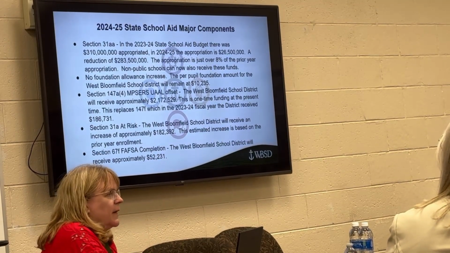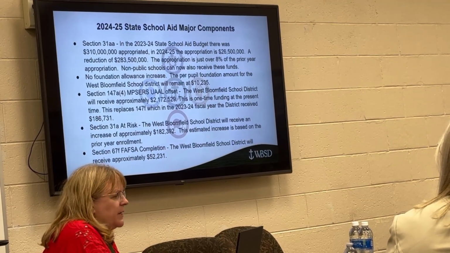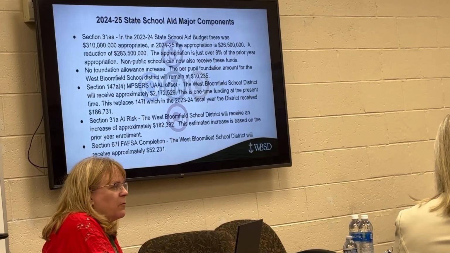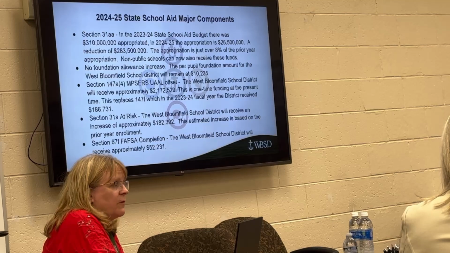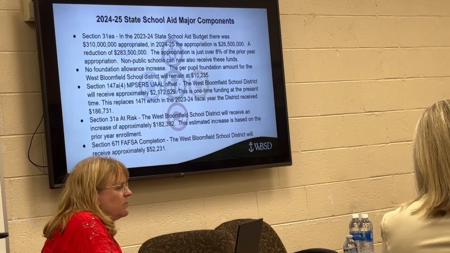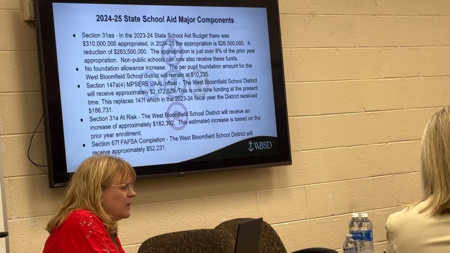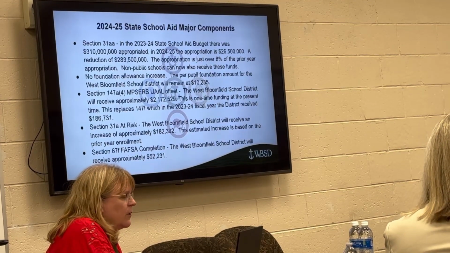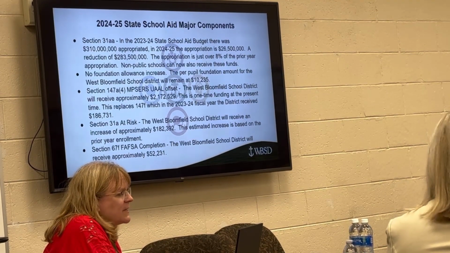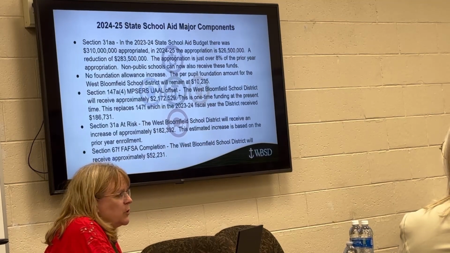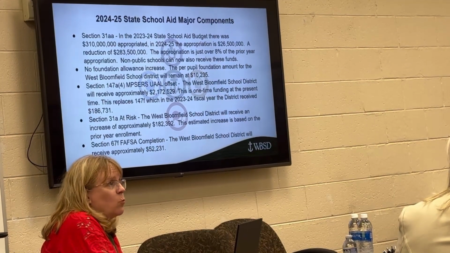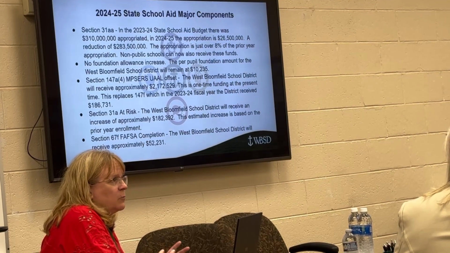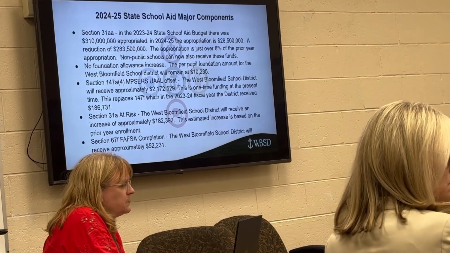The next, again, as y'all know, we did not receive a foundation increase. So our per pupil foundation will remain at $10,235. Section 147A, A4, is a new proposal that they've made this year, that we will receive almost $2.2 million. This is one-time funding at the present time. They did not vote this in as continuing.